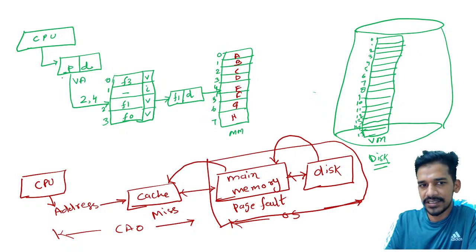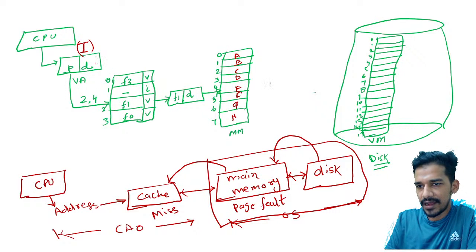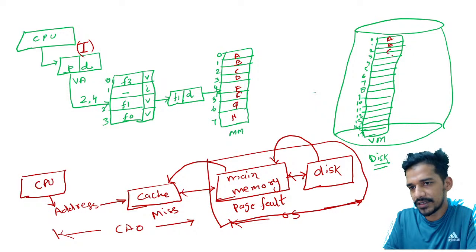Now let us say the CPU wants to access a data item I. Data I is in a page number. Let us say we have A here, B here, C here, D, E, F, G, H, I, J, K, L. We have the data like this.